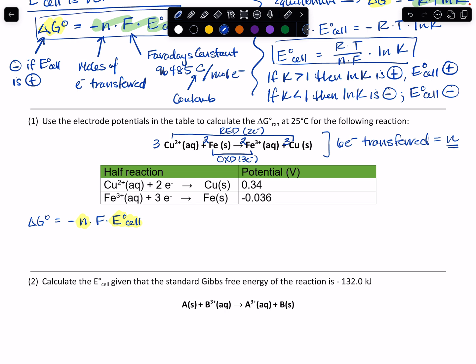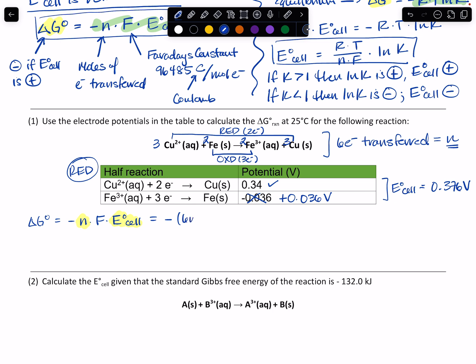Now we need to look at the cell potential. So remember, the cell potential is the sum of our potentials, the two half reactions, but they're always written as reductions. So we need to flip the sign for our oxidation. All right, so this one is fine because that is the reduction, but the iron one needs to be flipped in terms of sign. So this is positive 0.036 volts. All right. E cell then is going to be the sum of those two numbers, which equals positive 0.376 volts.